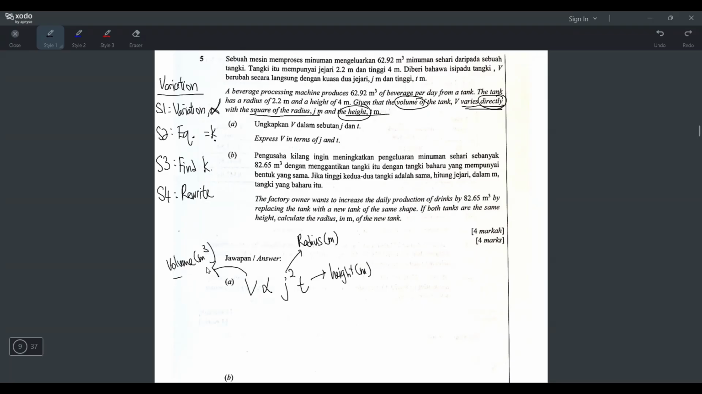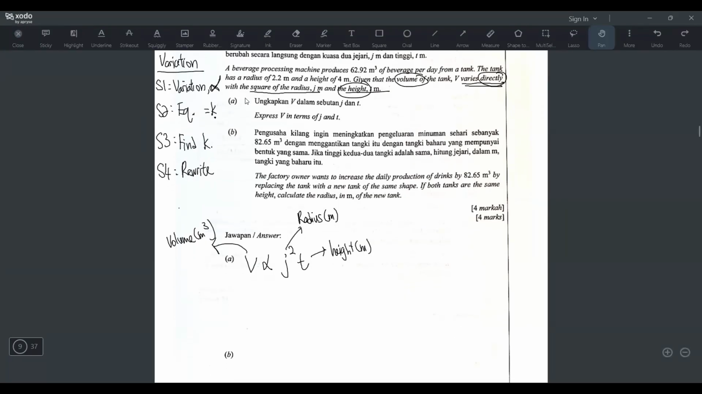Why is it important to write down this? Because sometimes the information they never give us in meter, maybe they give in cm, right? Then you have to convert first. So it's very important, for story questions, always make sure you know what all the unknowns represent. Okay, so now we can do A.